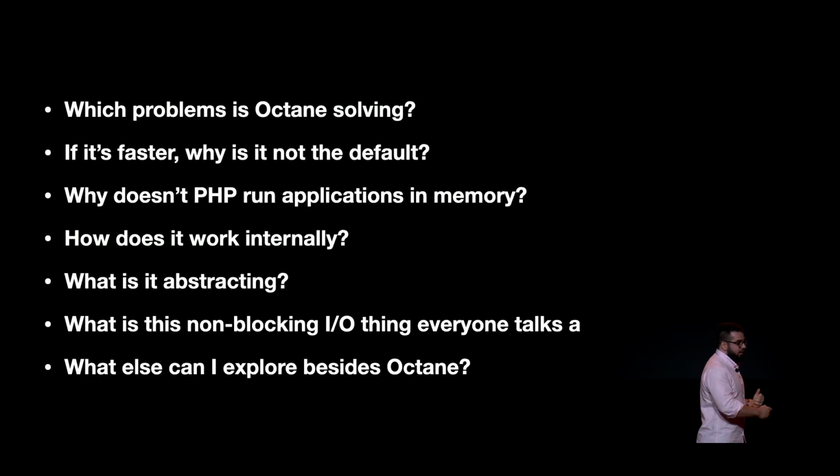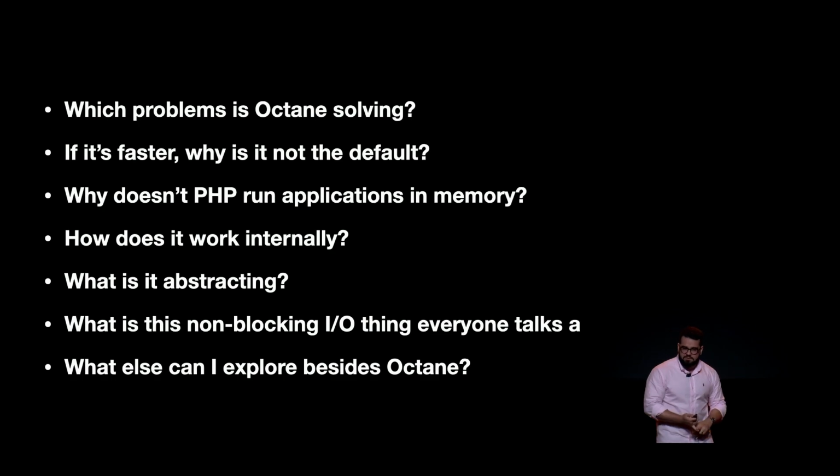Now, this could be my talk. Everything you need to know about Octane is in the documentation. So instead of talking about what Octane does and how to use it, which is very thoroughly described in the documentation, we're going to talk about which problems Octane is solving exactly, why doesn't PHP do what Octane does by default, what is it abstracting, what are the lower level libraries that Octane is using to make that possible, and what else can you explore besides Octane?